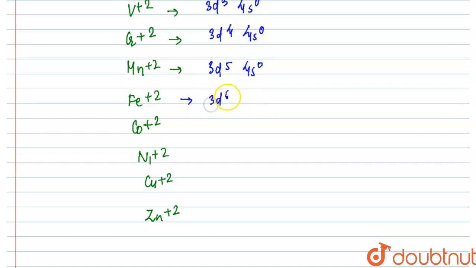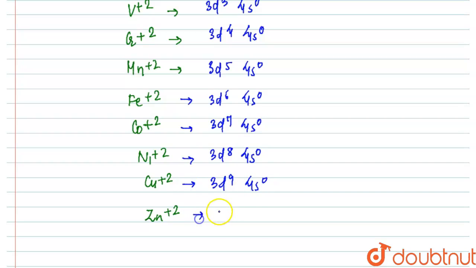Iron has 3d6 and 4s0. Similarly, we have 3d7 4s0, and nickel has 3d8 4s0. Copper has 3d9 4s0, and last we have 3d10, that is complete, and 4s0.